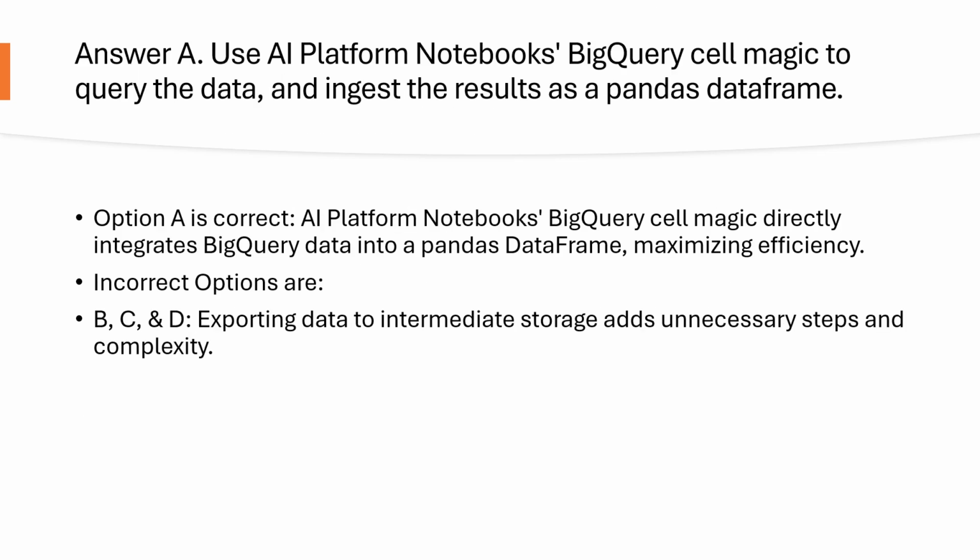The correct answer is A. AI Platform Notebook's BigQuery Cell Magic directly integrates BigQuery data into Pandas data frames. Why avoid the others? B, C, and D introduce unnecessary data export and transfer steps. The Cell Magic simplifies the data import. The Cell Magic provides the most efficient, direct data transfer.